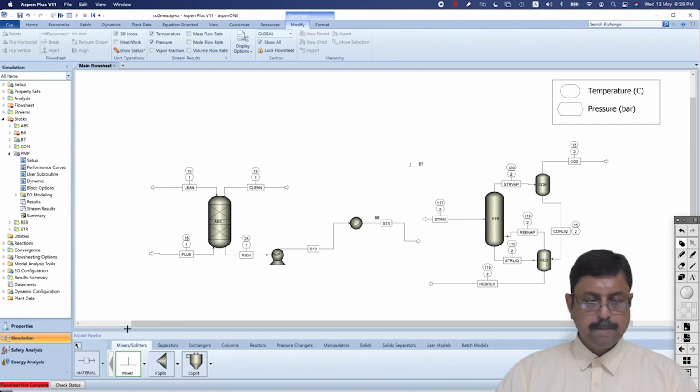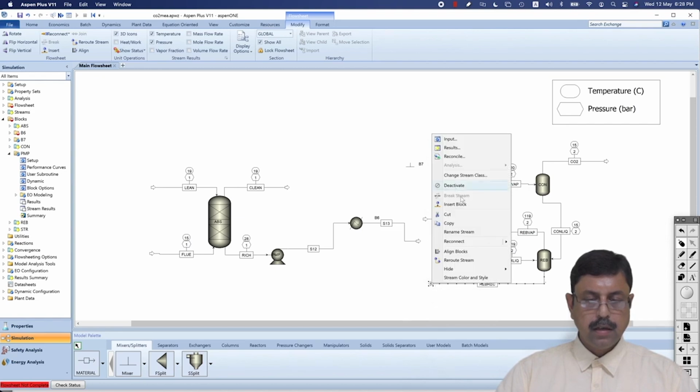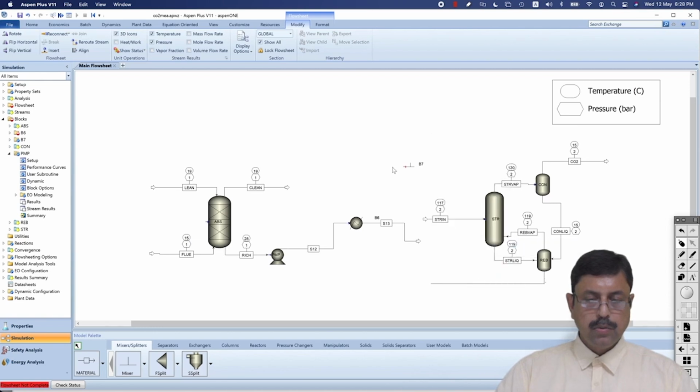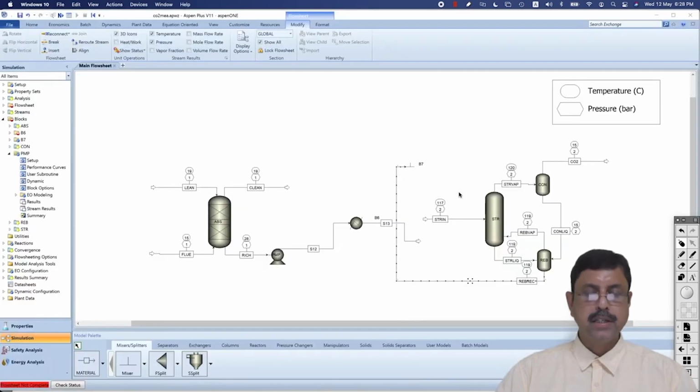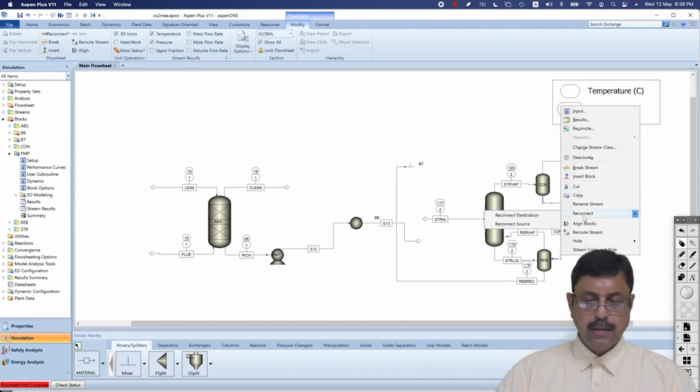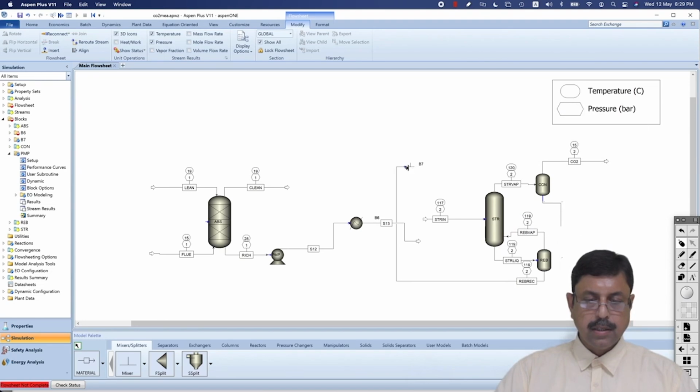Let us connect this one to this mixer. And let us connect the water outlet of the condenser to the mixer instead of the reboiler. Here the configuration has changed, so we have to reconnect this stream with a new destination, which is over here. Okay.